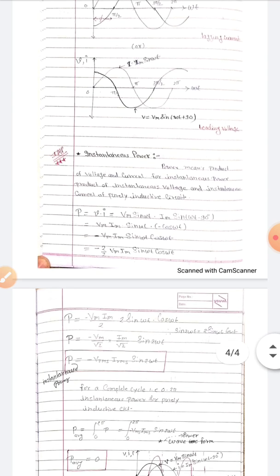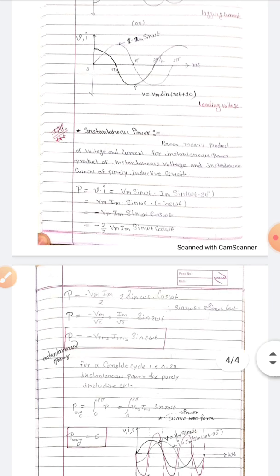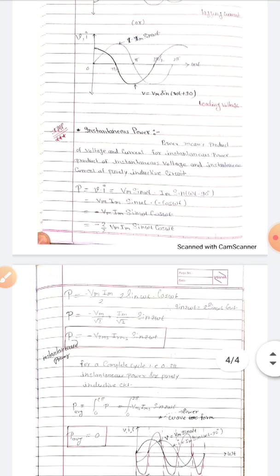Then P is equal to, and similarly Vm by root 2 and Im by root 2 are considered as Vrms and Irms. Then finally we get the instantaneous power of a purely inductive circuit: P = minus Vrms into Irms into sin 2ωt. This rectangular block represents the instantaneous power of a purely inductive circuit.